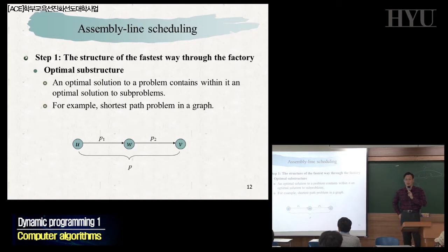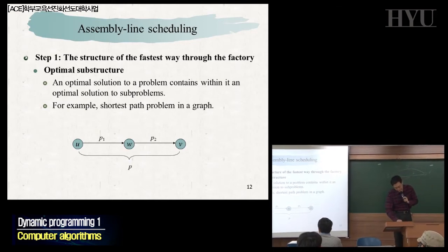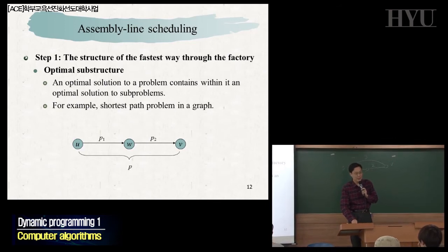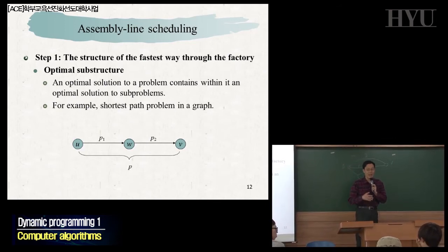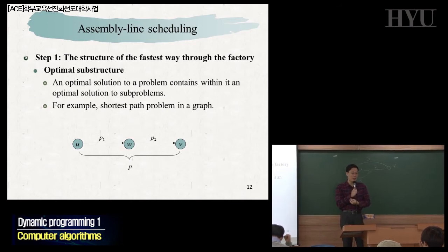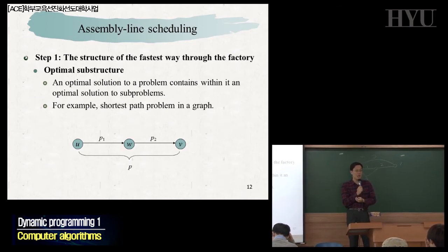Is it true? Can you show it? Can you explain why this is true? If P is a shortest path, then P1 and P2 are shortest paths.